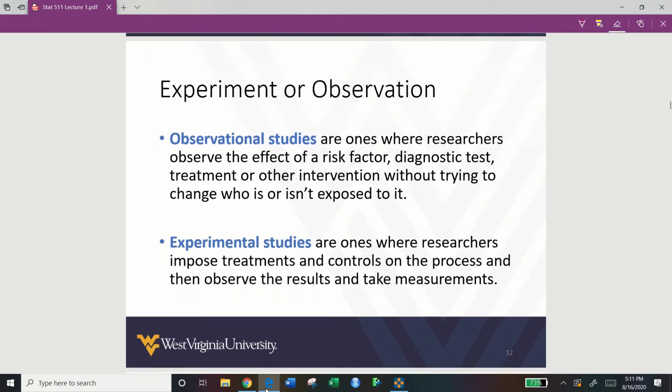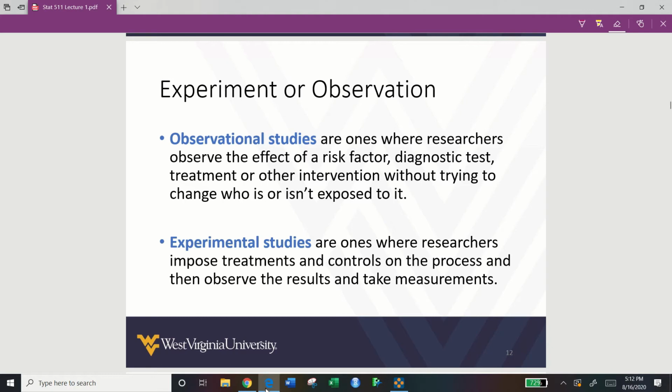Now, one important factor that influences our variables is what kind of study was conducted. Was it an observational study or an experimental study? An observational study is one where researchers observe the effect of a risk factor, diagnostic test, treatment, or other intervention without trying to change who is or isn't exposed. An experimental study is one where researchers impose treatments and controls on the process and then observe their results and take measurements.